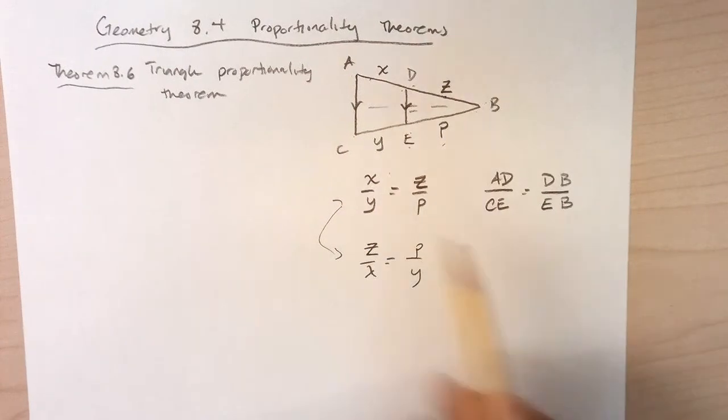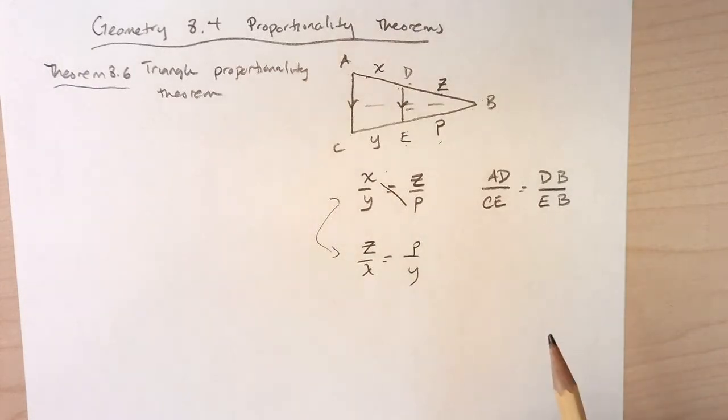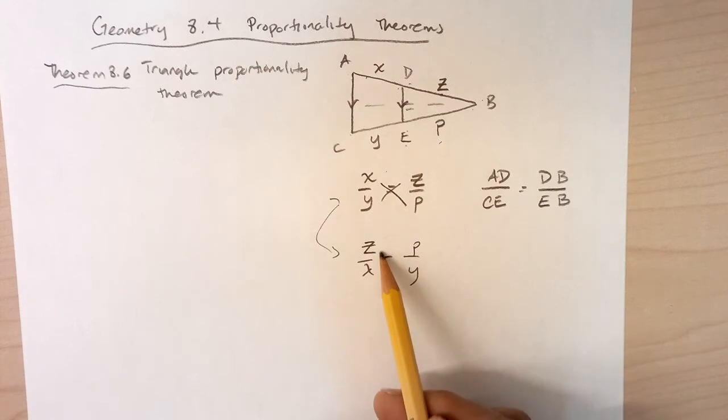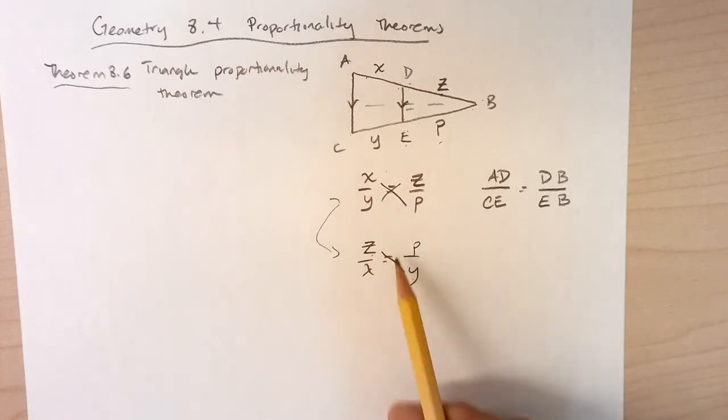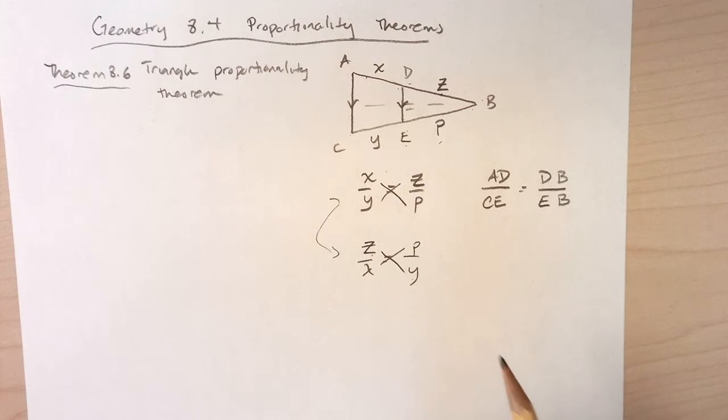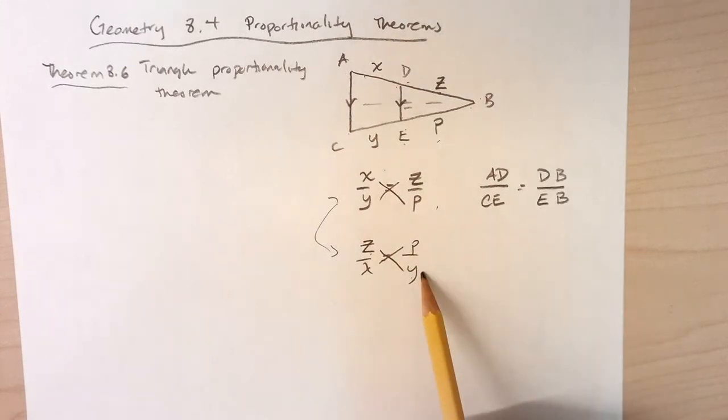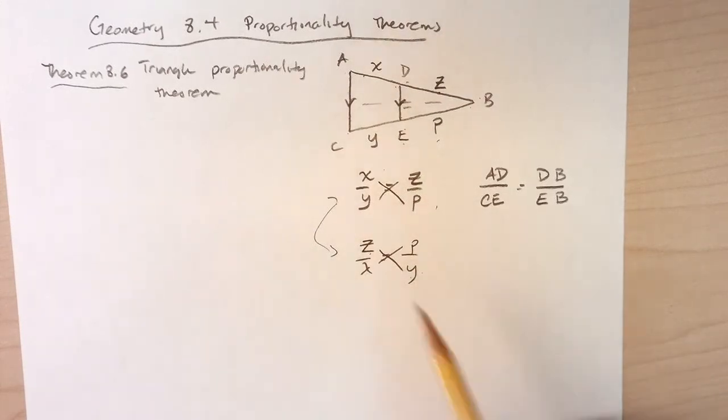And here's why. If you cross multiply, you get X times P, that would equal Y times Z. If I cross multiply here, this would be Y times Z is equal to X times P. So even though you might think these are different proportions, they're equivalent proportions.